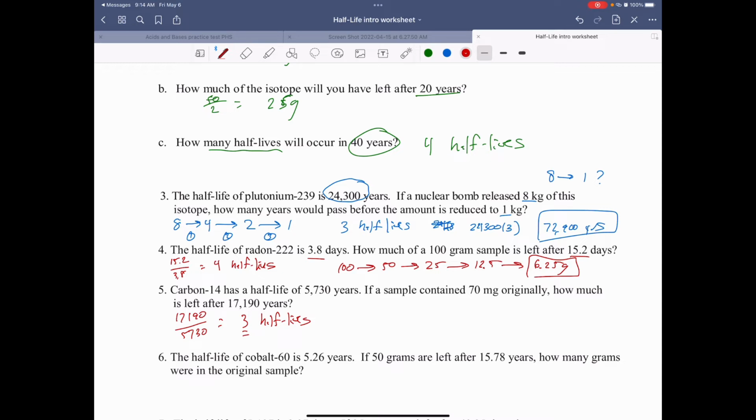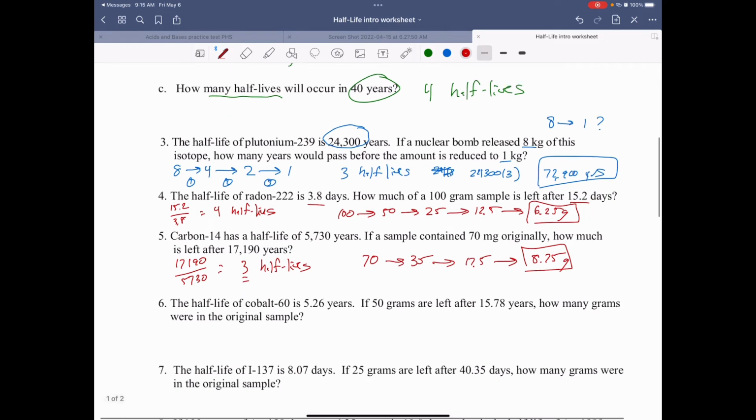So 3 half-lives have passed. So how much is left? Okay, so if we started with 70, after the first half-life, we're down to 35. After the next half-life, we're down to 17.5. And after the third half-life, we are now down to, what is that? Let's say 8.75. Believe that's right. So that's how much we have left.